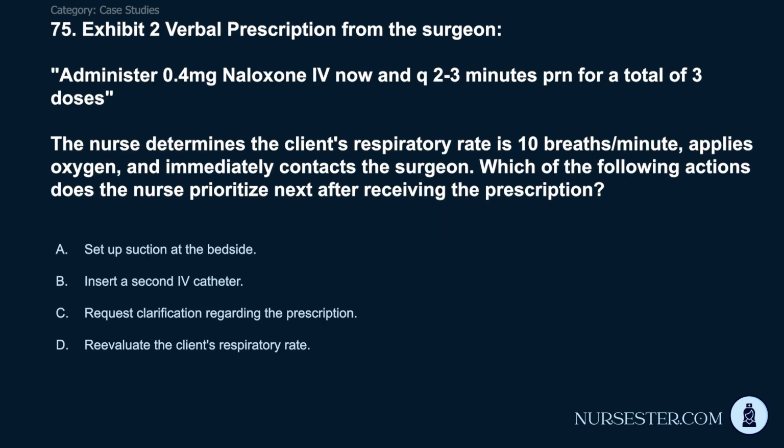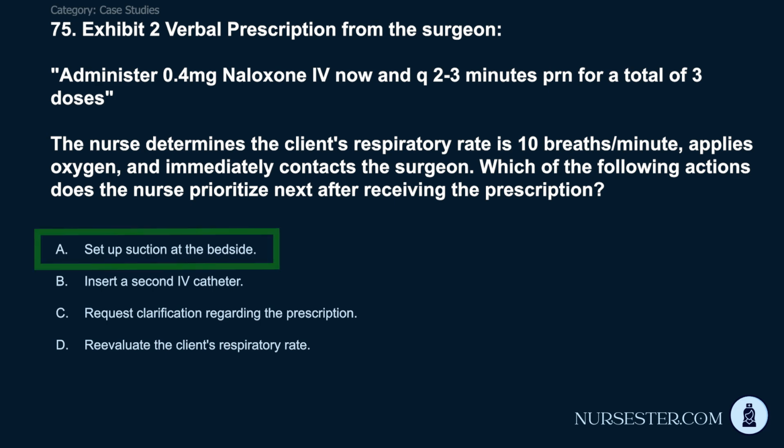75. Exhibit 2, verbal prescription from the surgeon. Administer 0.4 mg naloxone now and every 2 to 3 minutes PRN for a total of 3 doses. The nurse determines the client's respiratory rate is 10 breaths/minute, applies oxygen, and immediately contacts the surgeon. Which of the following actions does the nurse prioritize next after receiving the prescription? A. Set up suction at the bedside. B. Insert a second IV catheter. C. Request clarification regarding the prescription. D. Reevaluate the client's respiratory rate.